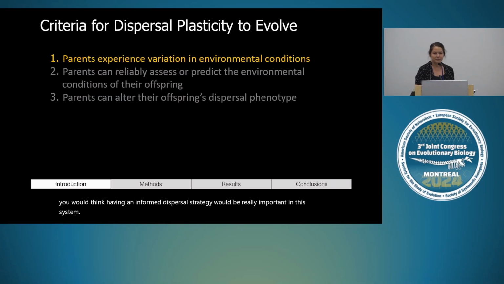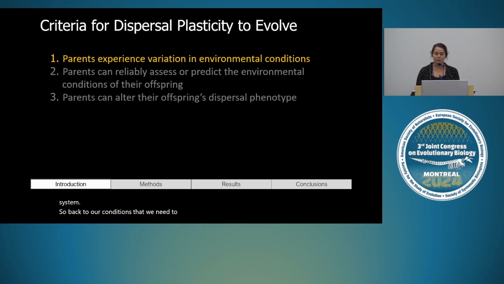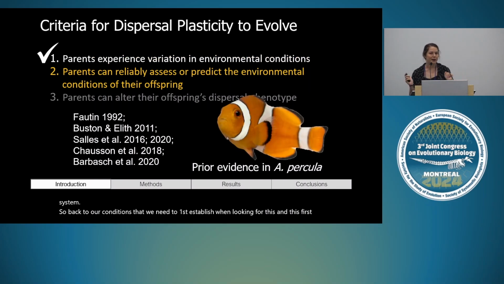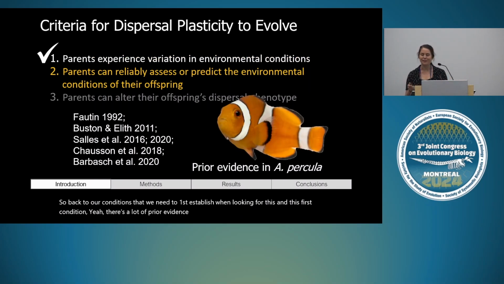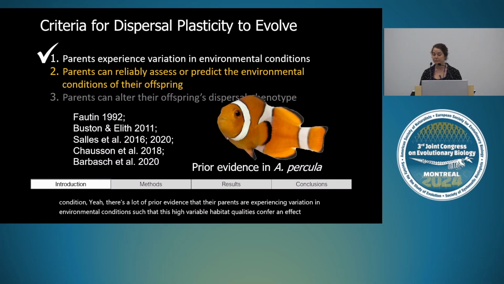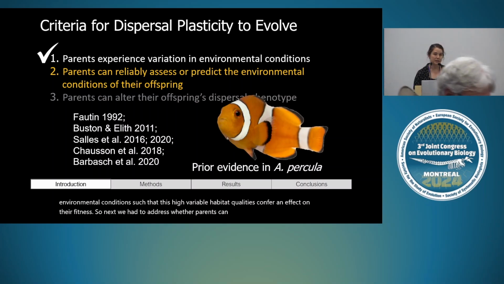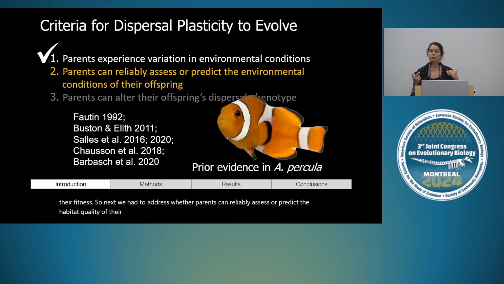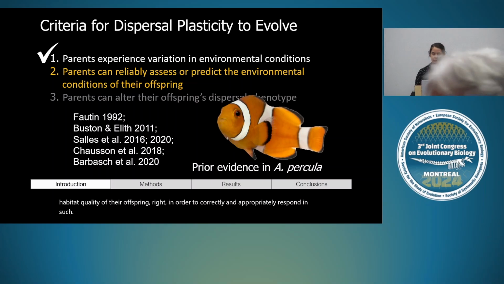So back to our conditions that we need to first establish when looking for this. For this first condition, there's a lot of prior evidence that parents are experiencing variation in environmental conditions, such that this highly variable habitat quality confers an effect on their fitness. Next, we had to address whether parents can reliably assess or predict the habitat quality of their offspring, right, in order to correctly and appropriately respond in such a way that it's adaptive.